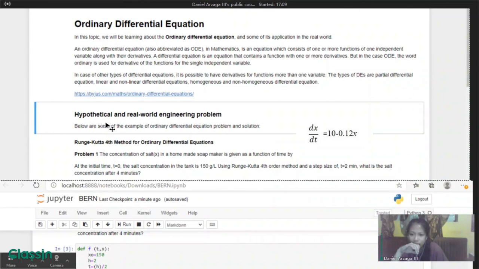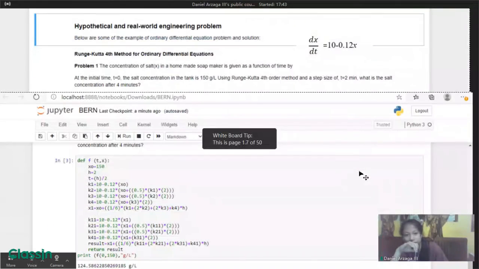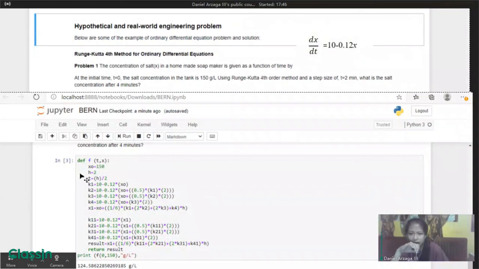So here's a hypothetical and real-world engineering problem. The concentration of salt x in a homemade soap maker is given as a function of time by dx over dt is equal to 10 minus 0.12x. At the initial time t equals 0, the salt concentration in the tank is 150 gallon per liter. Using Runge-Kutta fourth-order method and a step size of t equal to 2 minutes, what is the salt concentration after 4 minutes? So when you open the Python, ito yung lalabas.